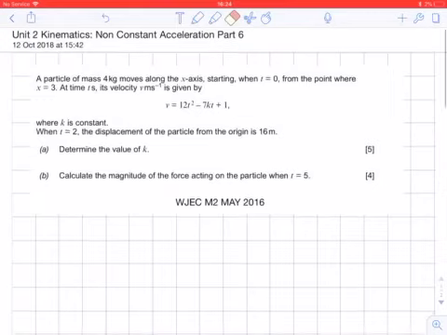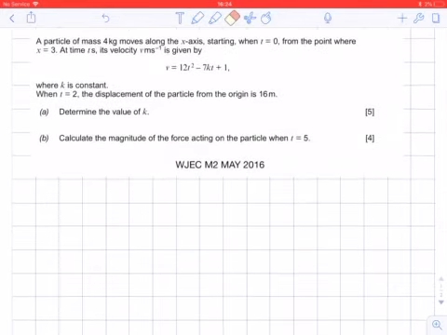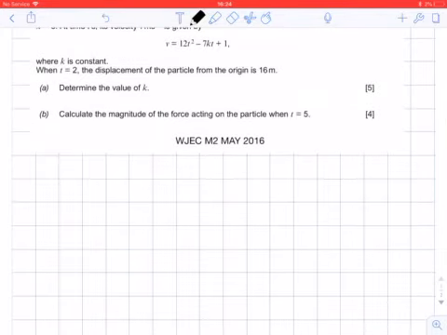A particle of mass 4 kilograms moves along an x-axis when t equals 0, from the point where x is 3. At time t seconds, the velocity is given by 12t squared minus 7kt plus 1. k is a constant, which means it's a number, so we need to be careful of that when we're integrating and differentiating. And when t equals 2, the displacement of the particle from the origin is 16. Determine a value for k.